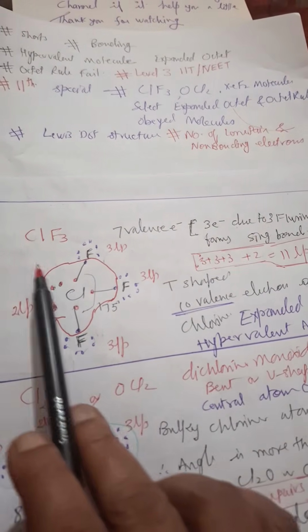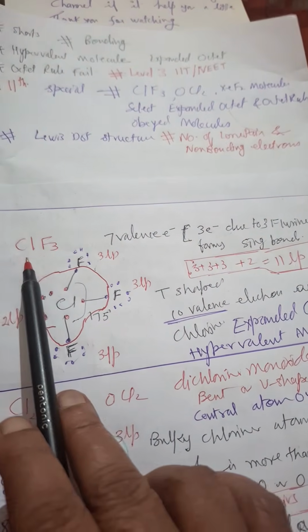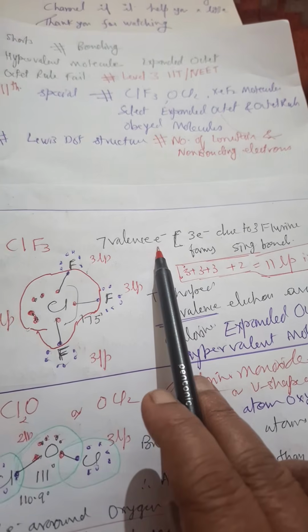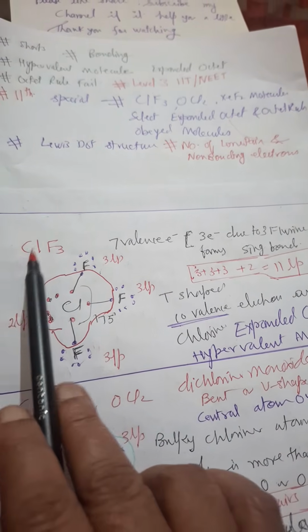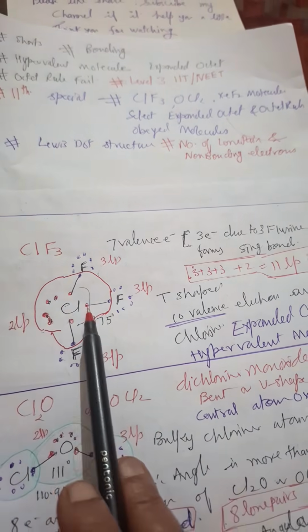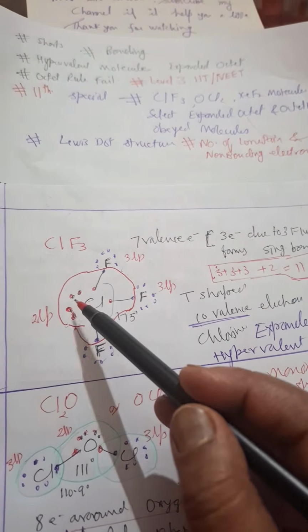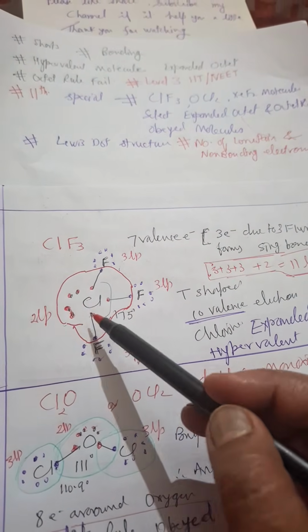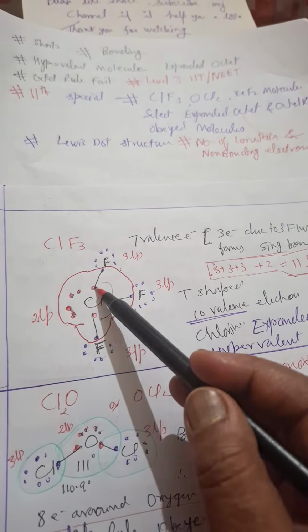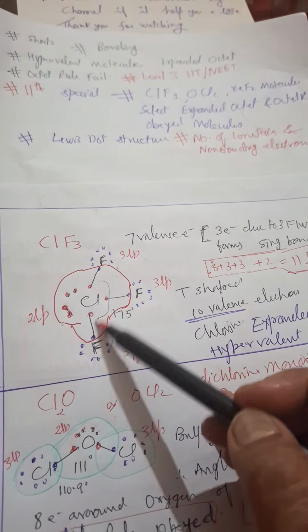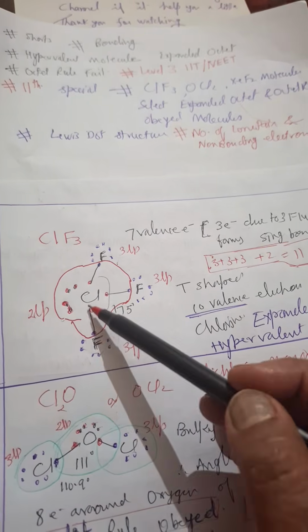Here I draw ClF3. Cl is a group 17 element, so it has 7 valence electrons, and since around Cl there are 3 fluorines, Cl is the central atom. I have written 7 valence electrons, and 3 electrons are bonded to 3 fluorine atoms through single bonds.